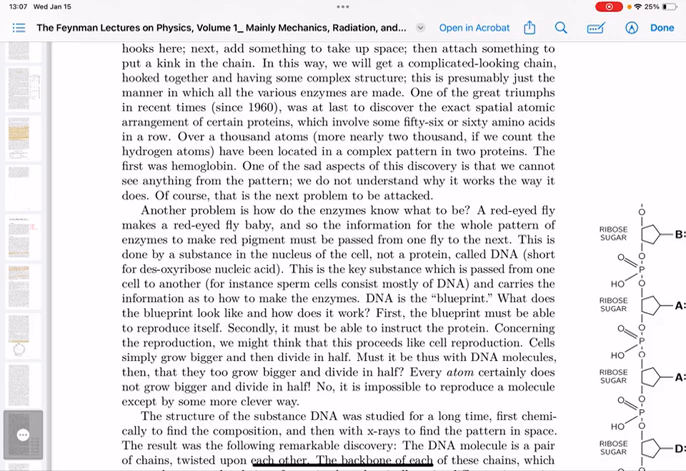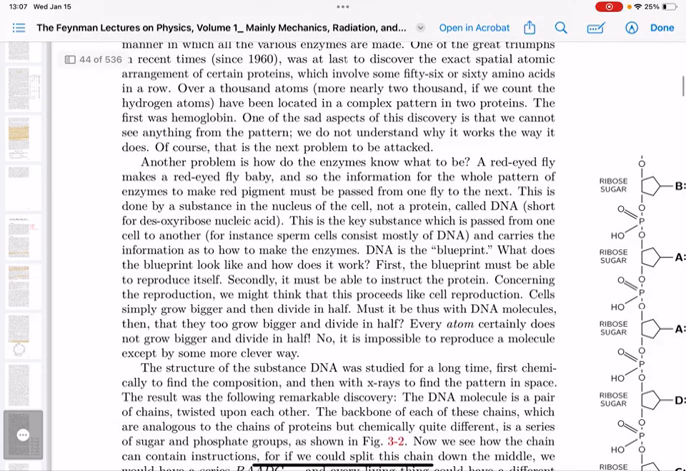One of the sad aspects of this discovery is that we cannot see anything from the pattern. We do not understand why it works the way it does. Of course, that is the next problem to be attacked.